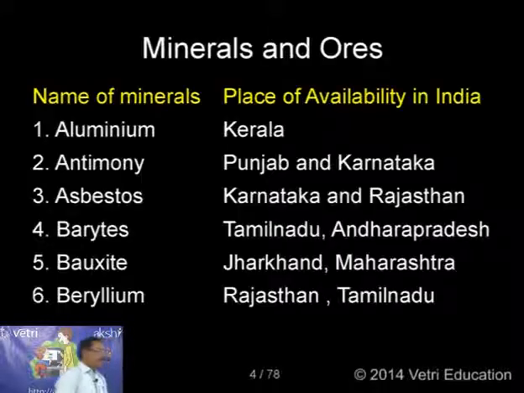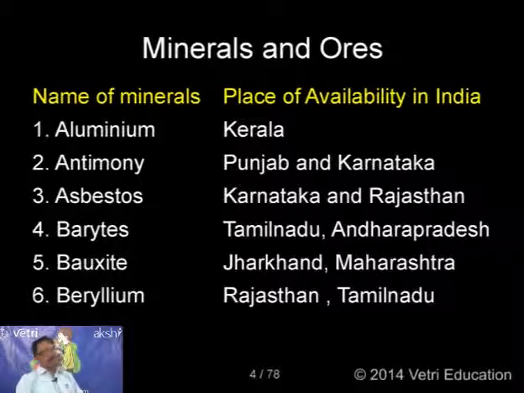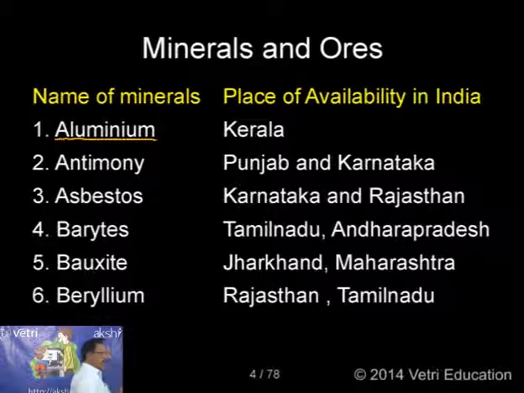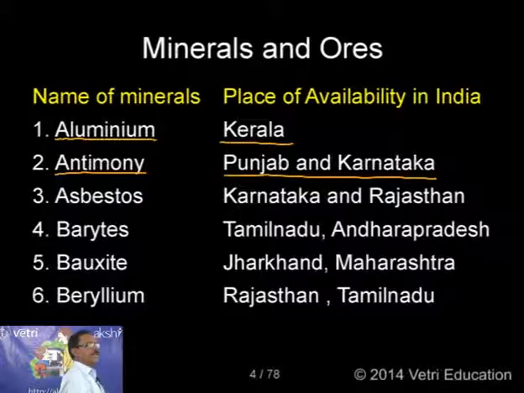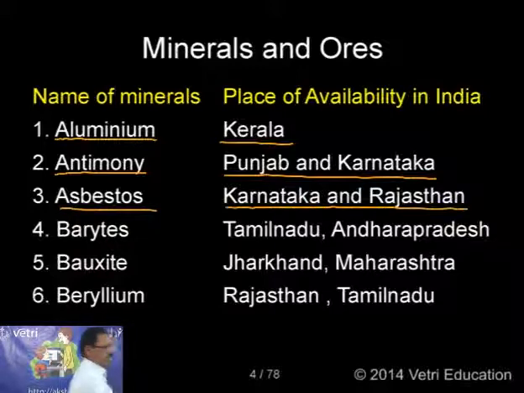Okay, let me discuss. I have already pointed out the wealth of a country depends upon the minerals. So let me take specifically a few examples. In India, what are the minerals available and specifically the state? Before starting this chapter, let me give an idea. The mineral aluminium is available in Kerala. I am giving only the state, I am not going for the specific area. The next, antimony, most important, again available in Punjab and Karnataka mainly. Another mineral, asbestos, is available in Karnataka and Rajasthan.